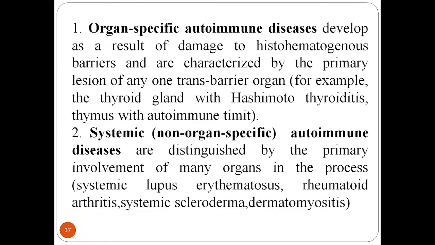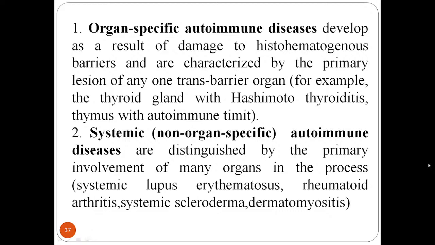And the next group: systemic or non-organ specific autoimmune disease, distinguished by the primary involvement of many organs. In organ-specific autoimmune disease, pathology involves only one transbarrier organ. In the systemic autoimmune disease, many organs are involved in the process.